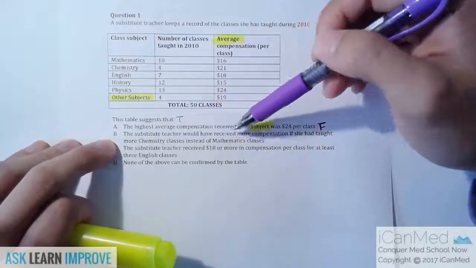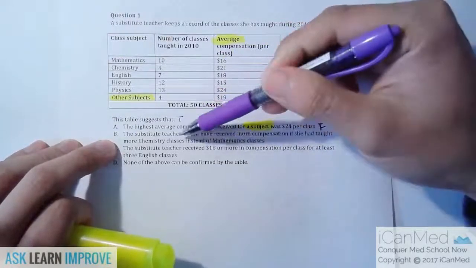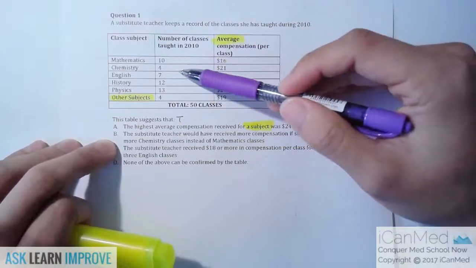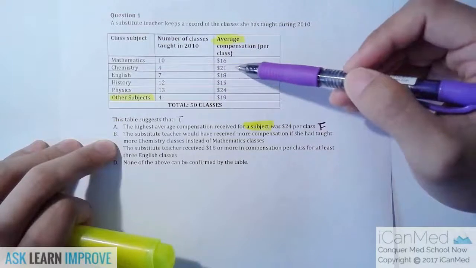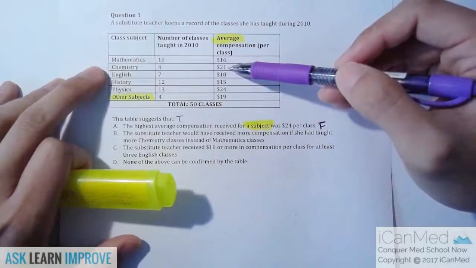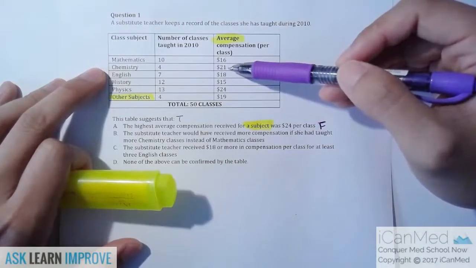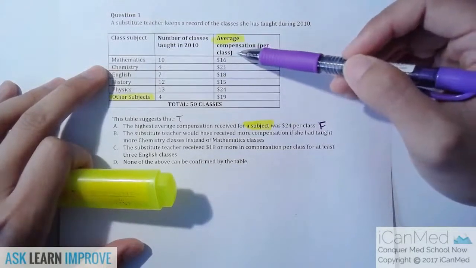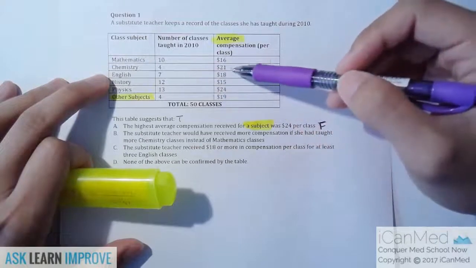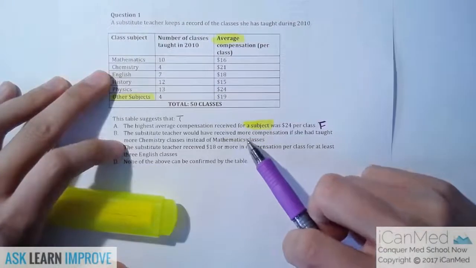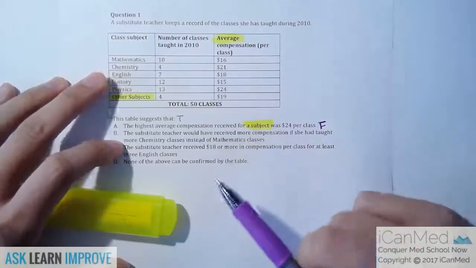Okay, B. The substitute teacher would have received more compensation if she had taught more chemistry classes instead of maths classes. Okay, so here she taught more maths classes than chemistry. And indeed, on average, chemistry had earned more money per class. However, that's not to say that some of the mathematics classes could have been really expensive, or some of the chemistry classes could have been really cheap. Okay, so we cannot say that this for sure will be correct.